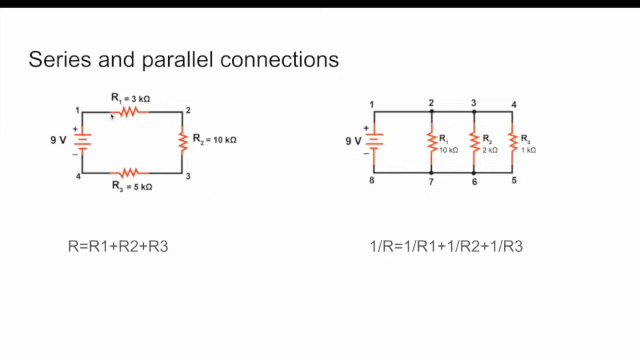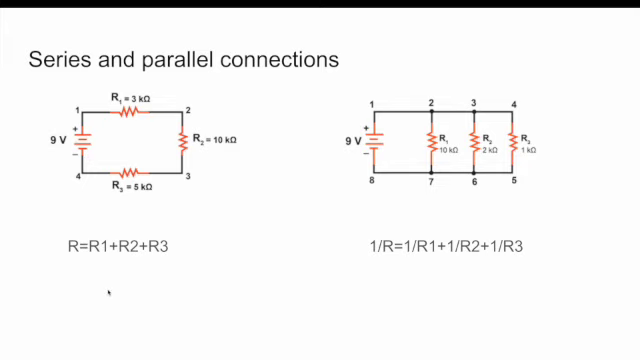Now we'll look at series and parallel connections. Series just means that all the resistors are connected in a straight line. So here, this, and this is just one straight line. There's nowhere for the current to bridge, right? So whatever current starts here ends back here by going through the exact same loop.